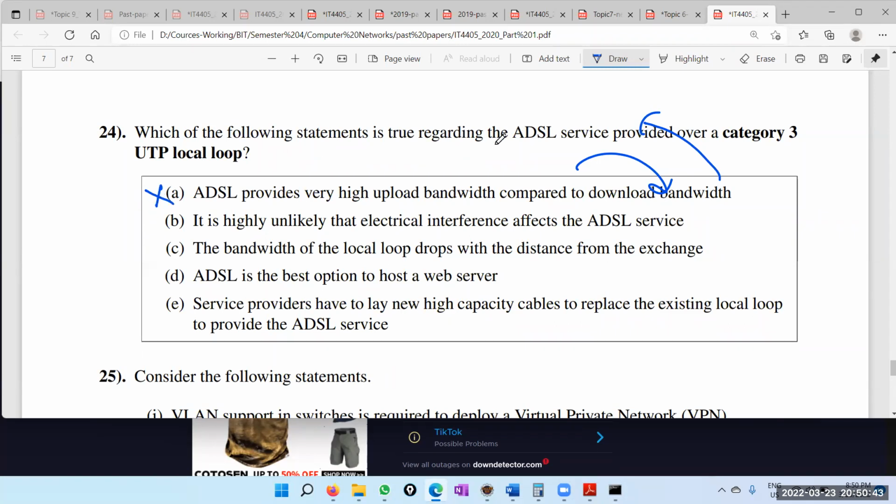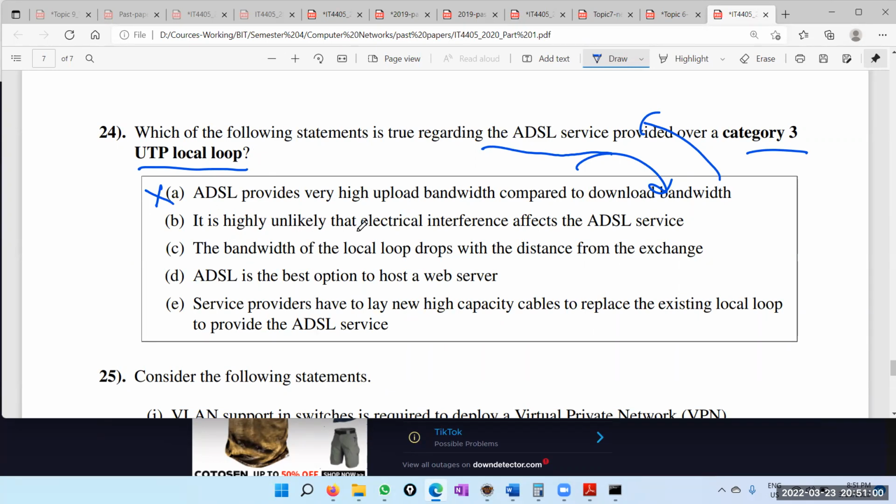They are talking about ADSL as well as the category 3 local loop. Category 3 local loop means the normal telecom provider's connection. Okay, category 3 is a normal wire.